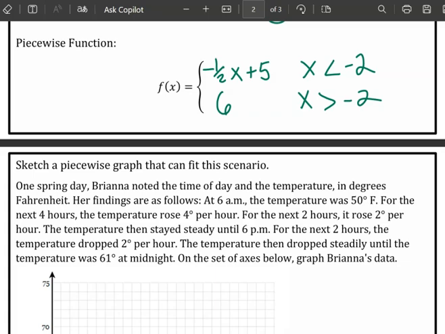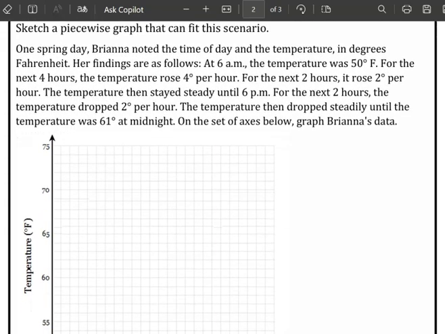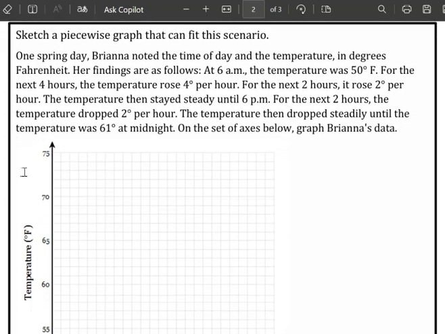Let's go to the next page. Sketch a piecewise graph that can fit this scenario. One spring day, Brianna noted the time of day and the temperature in degrees Fahrenheit. Her findings are as follows.